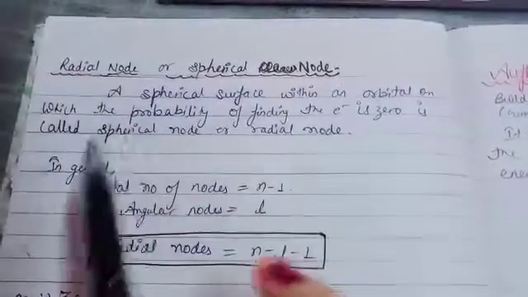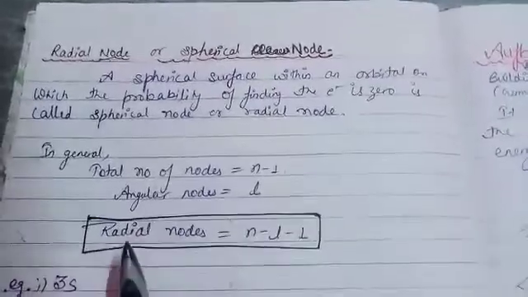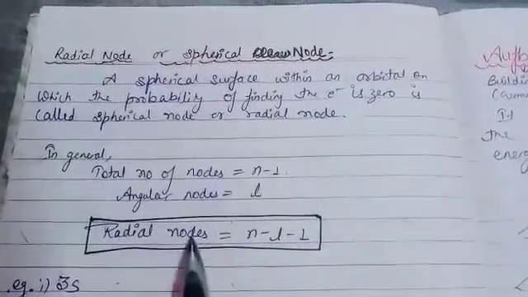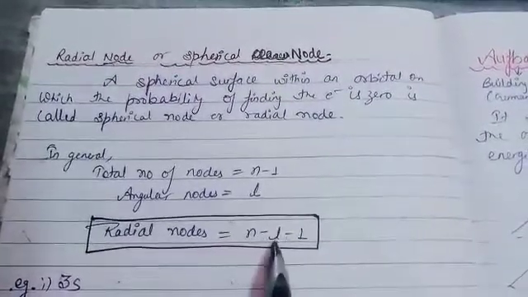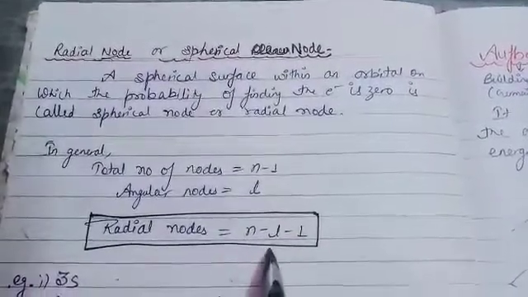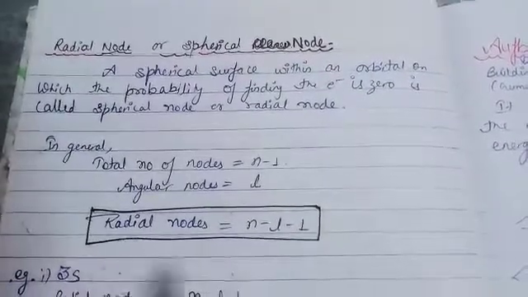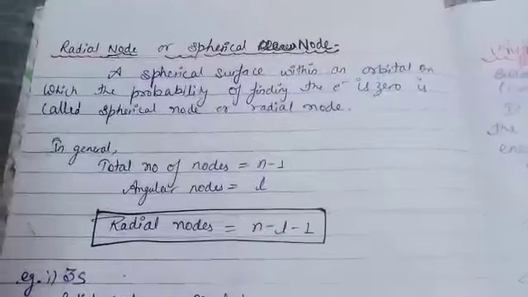How do we calculate how many radial nodes are present? For that we have one simple formula: radial nodes is equal to n minus l minus 1, where n is the principal quantum number and l is the azimuthal quantum number. This is the formula for calculating radial nodes.